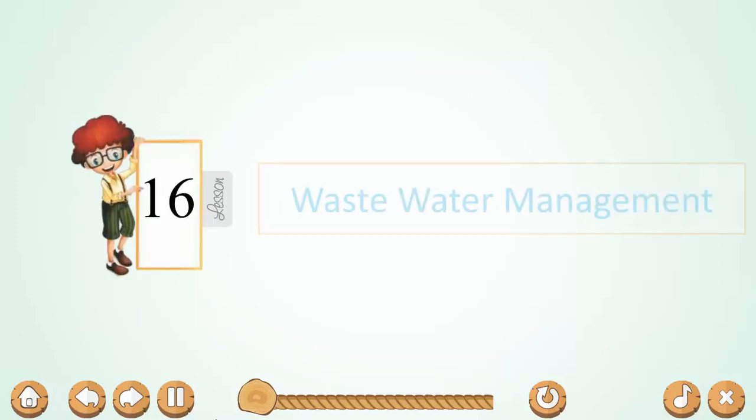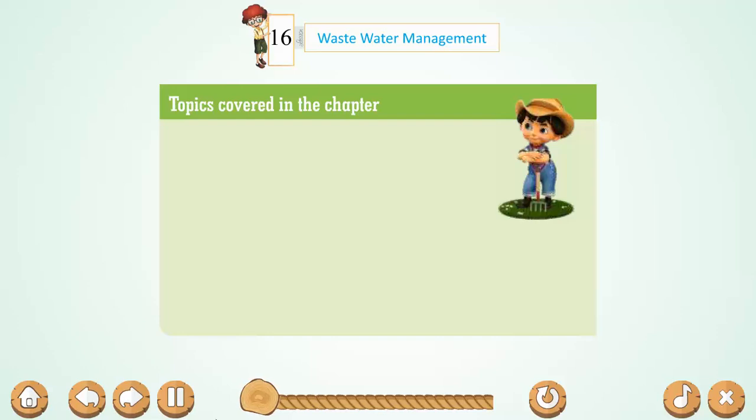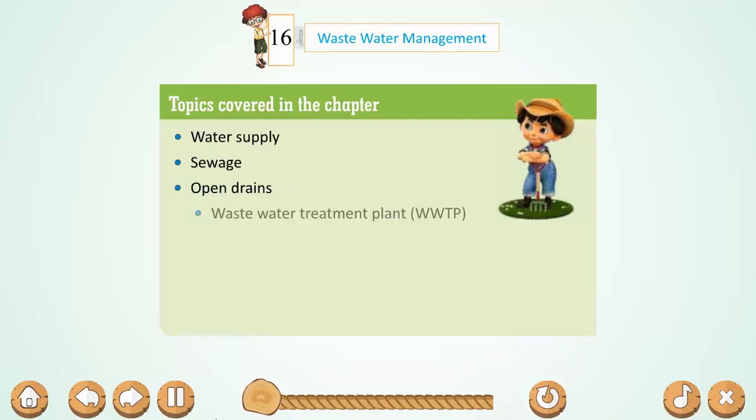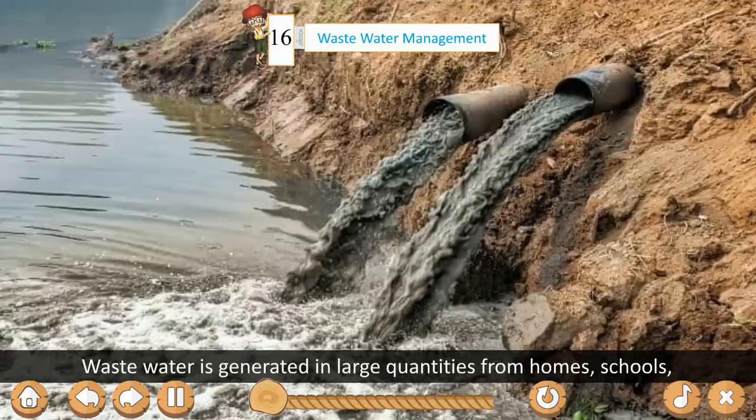Lesson 16. Wastewater Management. Topics covered in the chapter: water supply, sewage, open drains, wastewater treatment plant (WWTP), sludge treatment, water pollution, adverse effect of water pollution, social awareness.